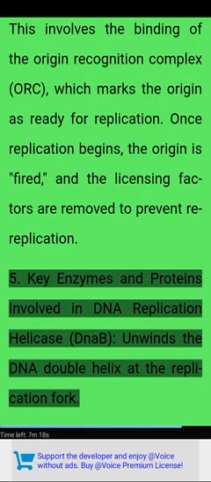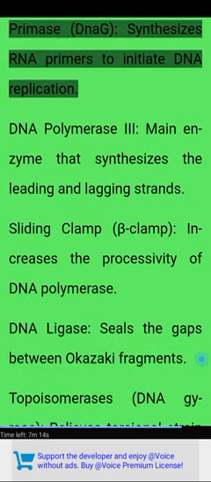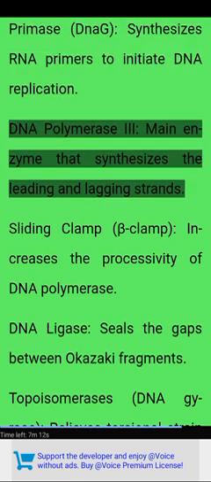5. Key enzymes and proteins involved in DNA replication. Helicase, DnaB, unwinds the DNA double helix at the replication fork. Primase, DnaG, synthesizes RNA primers to initiate DNA replication. DNA polymerase III is the main enzyme that synthesizes the leading and lagging strands.